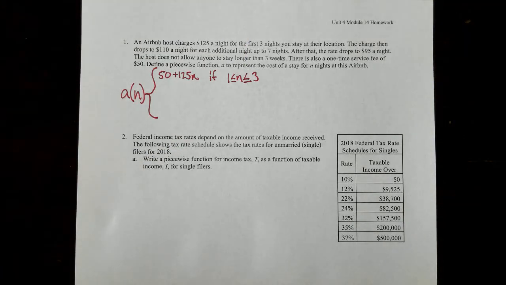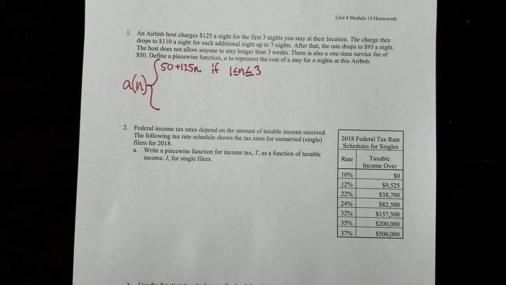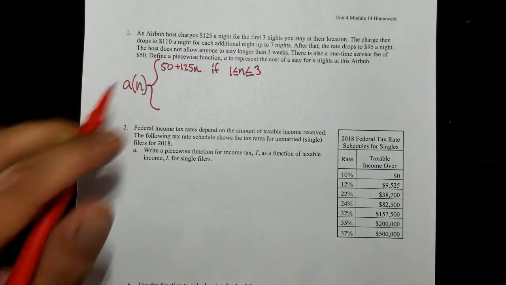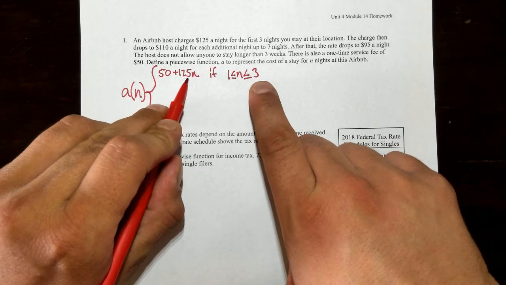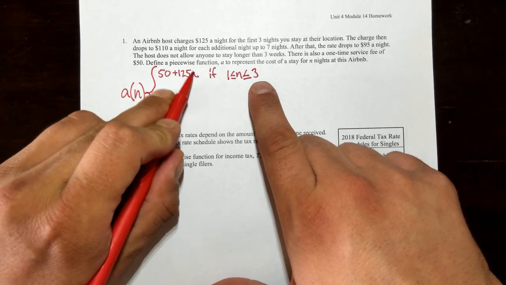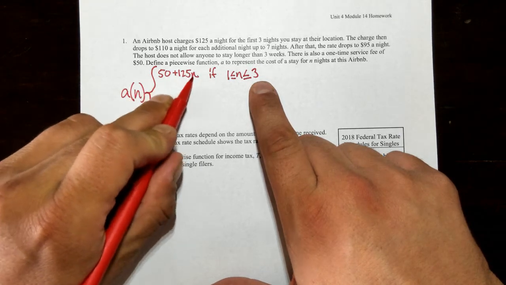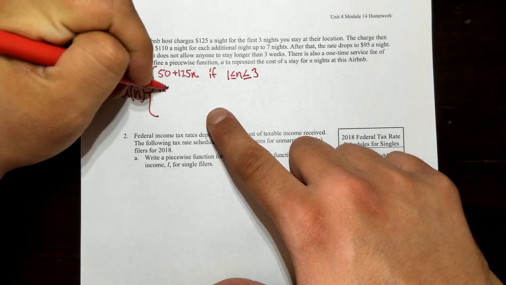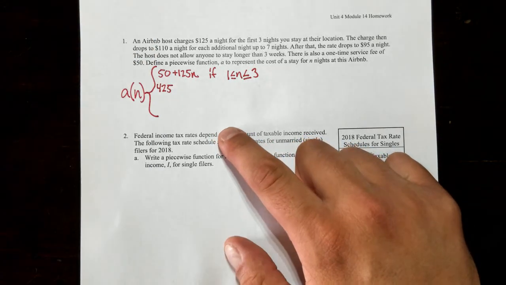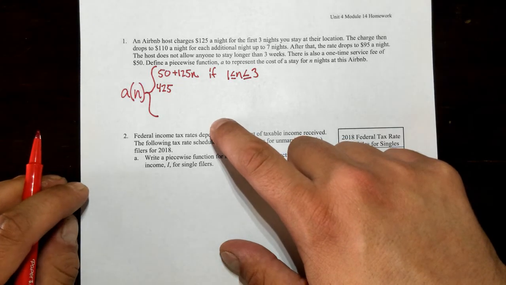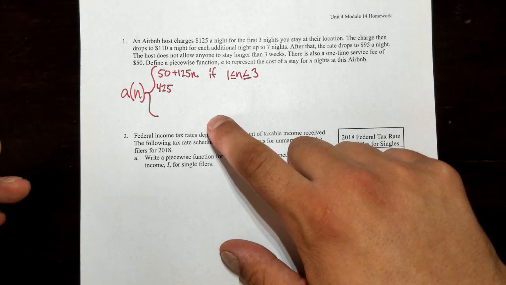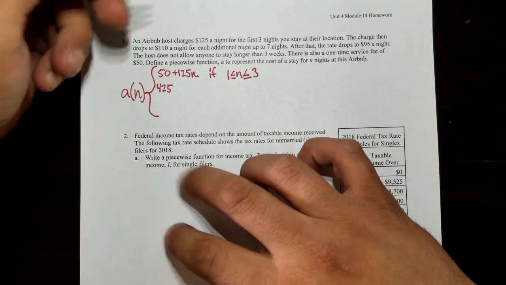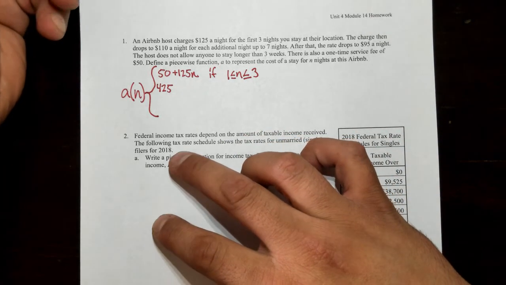Our next one, the rate drops to $110 a night, but what we need is the total after 3 nights first. So after 3 nights, the total would be 125 times 3, which is $375, plus the $50. That's going to be $425 after the 3 nights. But what happens after those 3 nights for the next 4 nights? 4 nights. So, sorry, I had to count there.